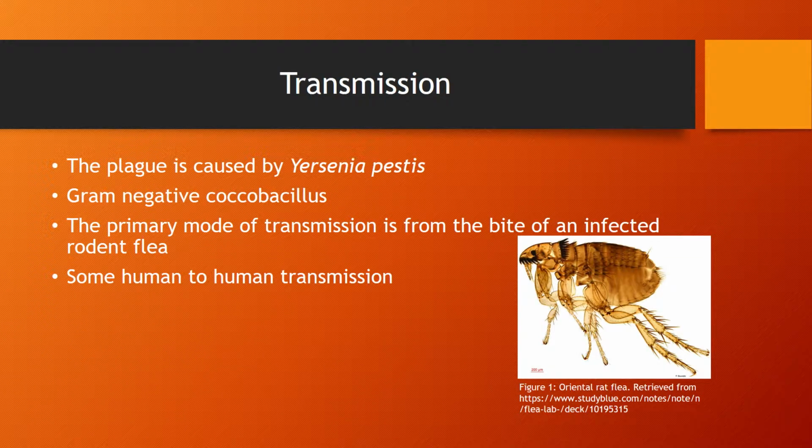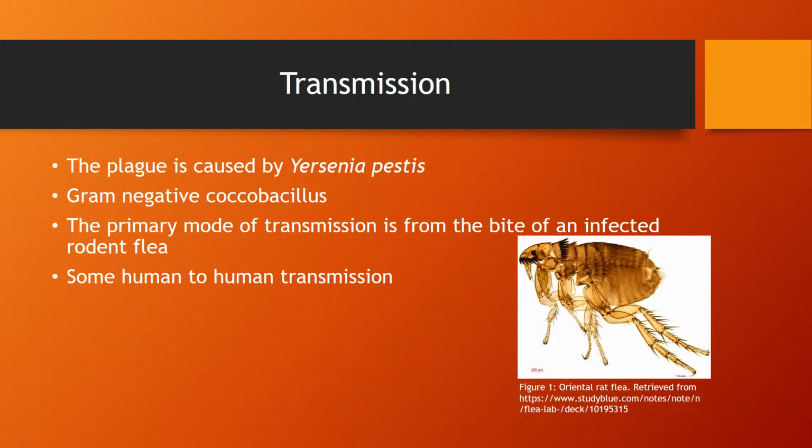All right, regarding transmission, the plague is caused by an organism known as Yersinia pestis. It is a gram-negative coccobacillus. This particular organism is transmitted by the bite of an infected flea, more specifically rodent fleas. It is carried on animals such as prairie dogs, ground squirrels, and other types of rodents.